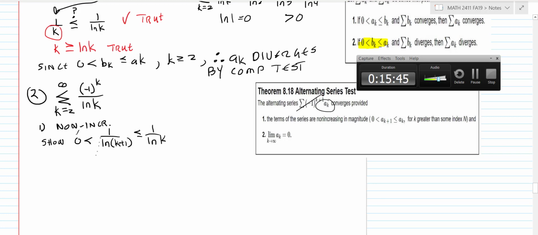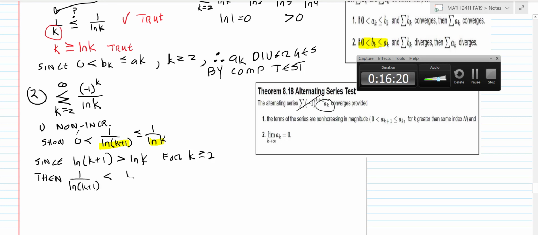Okay, so really all we've got to do on this is this, and you see this a lot. This particular number is always bigger than that number. So we could say, since ln of k plus 1 is larger than ln of k, for k greater than or equal to 2, then this would be bigger. The idea is when you have a bigger denominator and your numerators are both 1, then this is true. So then we would say 1 over ln of k plus 1 is always less than 1 over ln of k for k greater than or equal to 2. Okay, so we know that.